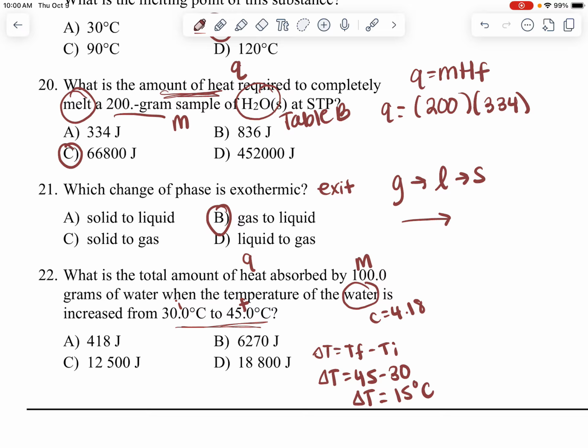All right, and then I just plug that all in. So same equation, the heat equation, Q equals 100, 4.18, 15. When you plug this in, you should get that 22 is B.